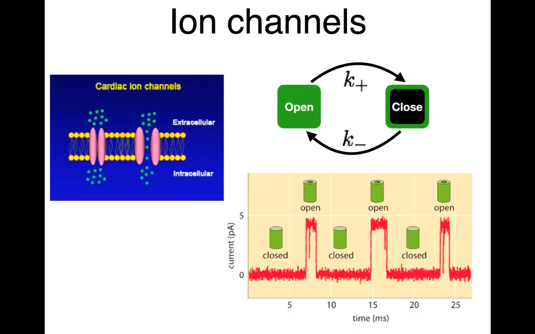So here below, I'm showing you an experiment. Experimentalists could see the current through a channel. You can put an ammeter and measure how much electrical current passes through a channel. Electrical current means there are ions that are passing by the channel, and these ions generate electricity and a current.